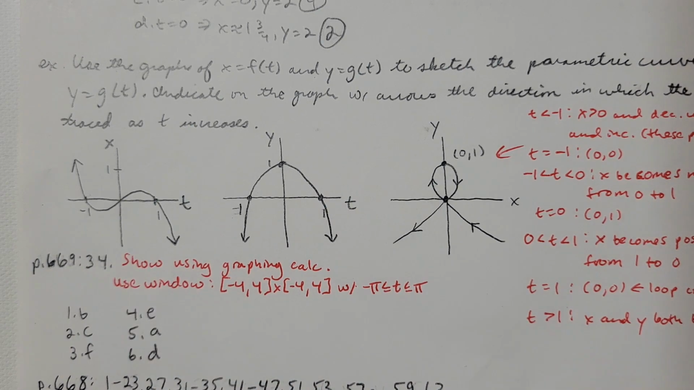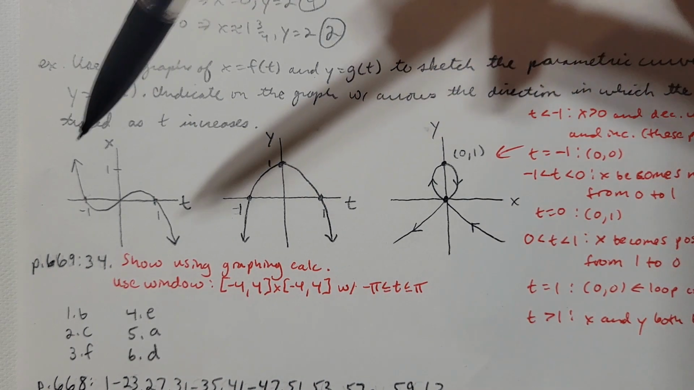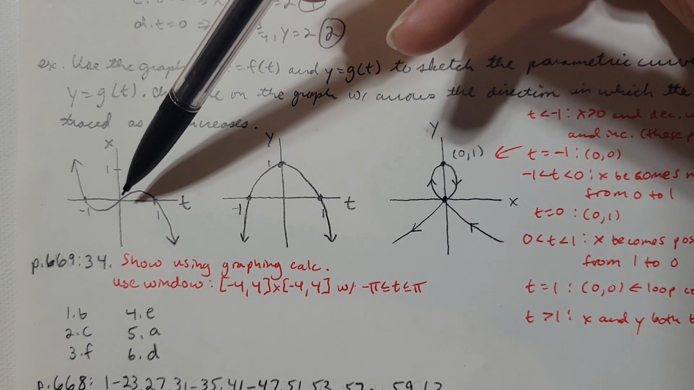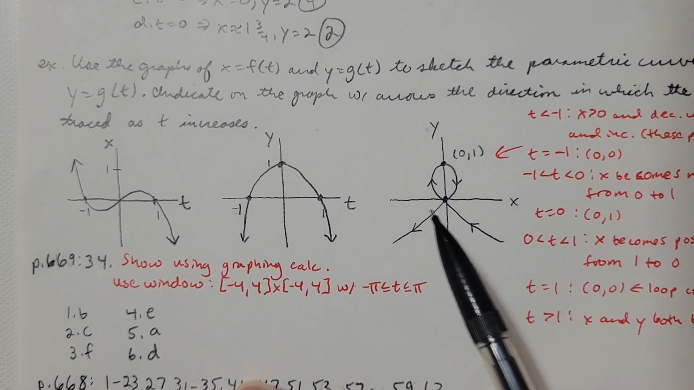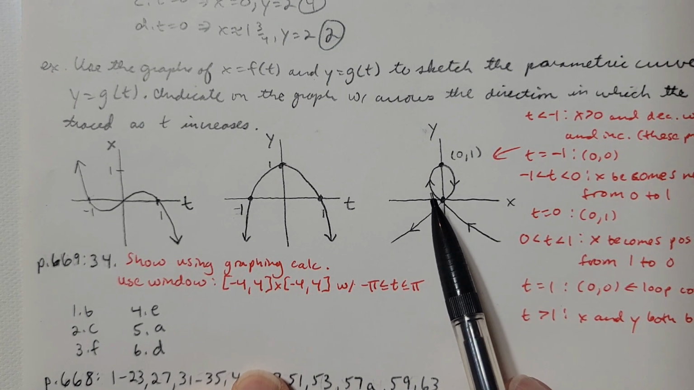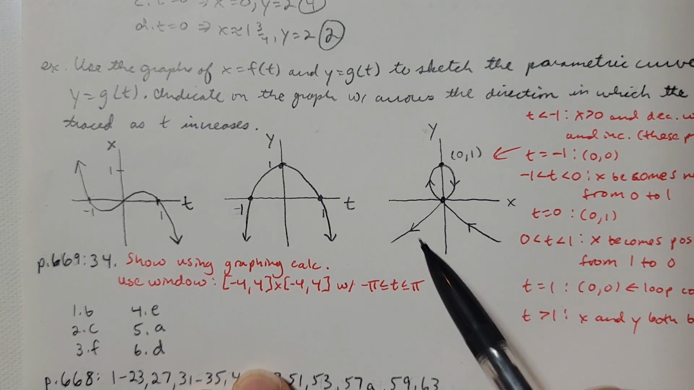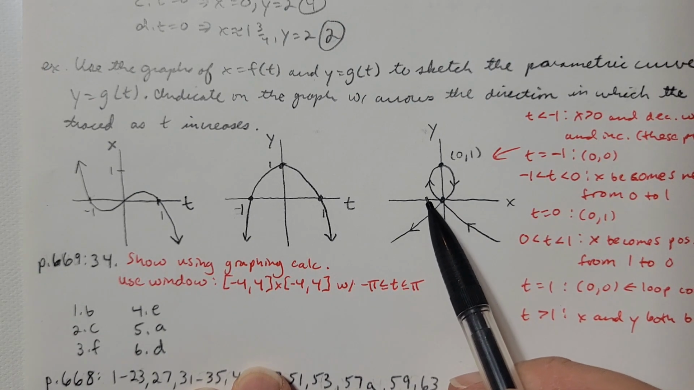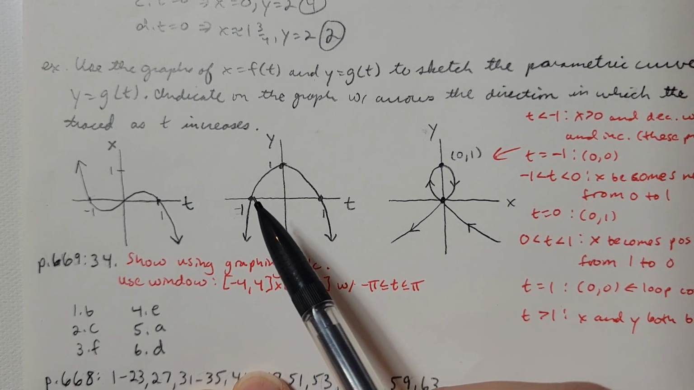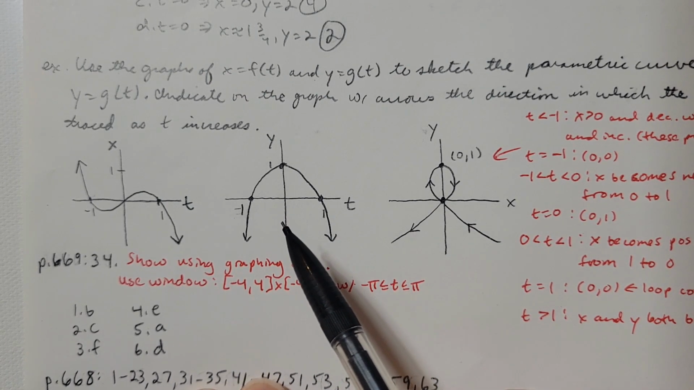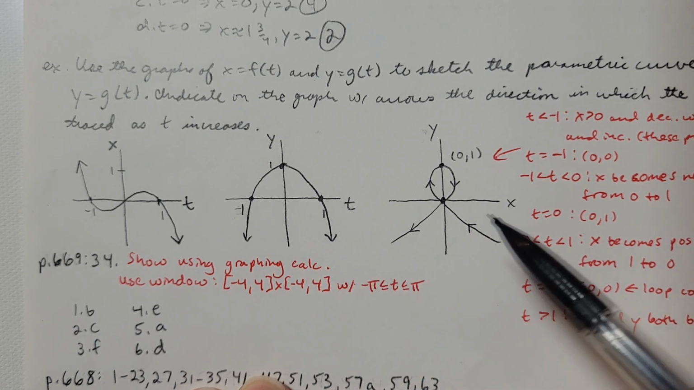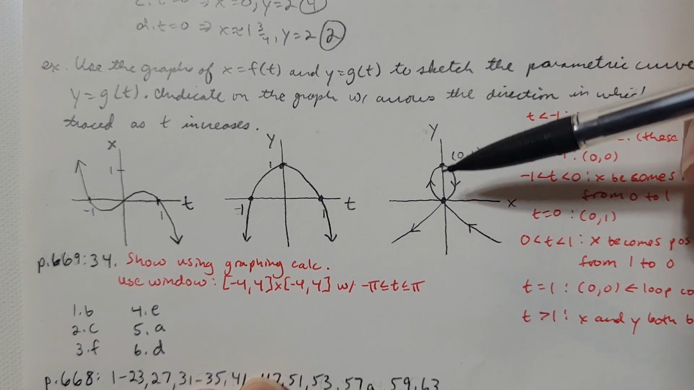Now, if t is some number between -1 and 0, it looks like x is decreasing and then increasing. x is negative the whole time, so I'm to the left of the origin. I'm decreasing, and then I'm increasing. And then y, if t is a number between -1 and 0, y is increasing and positive the whole way. So y is going to be heading upward.